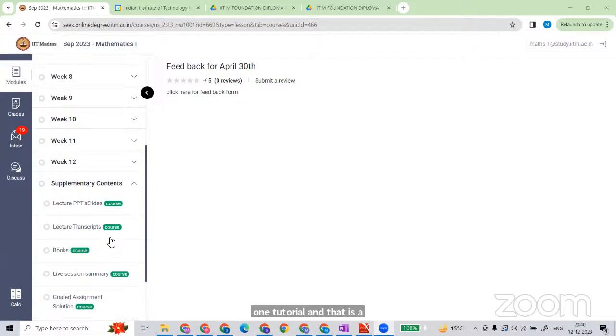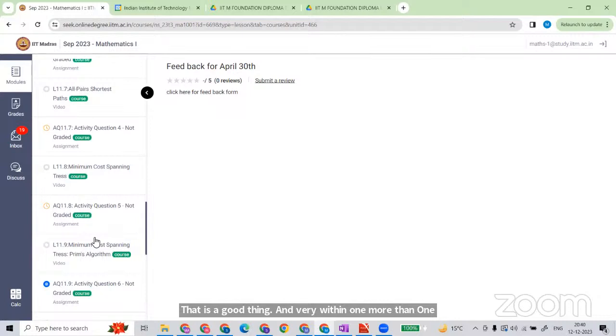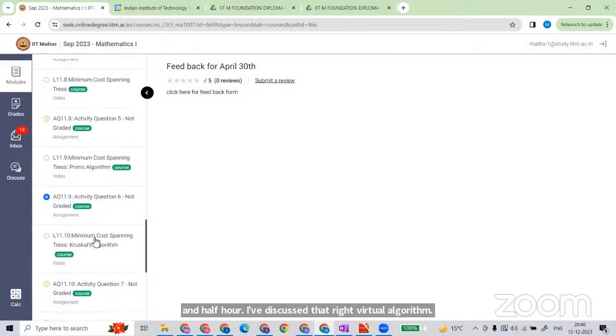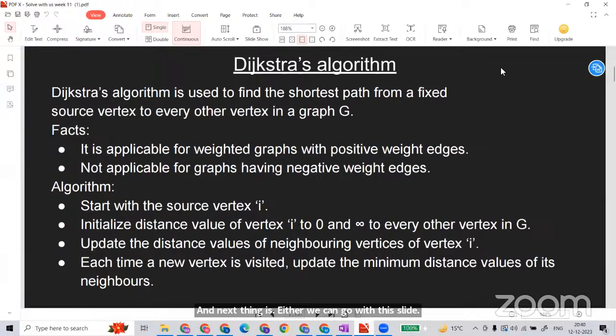So that's why all of you can see it there. I discussed the Floyd-Warshall algorithm for more than 1.5 hours, very slowly with an example, so please see it, it will be easy. Next, either we can go with this slide, or if there is any doubt we can go with the doubts only, because the slide is already available in the portal.